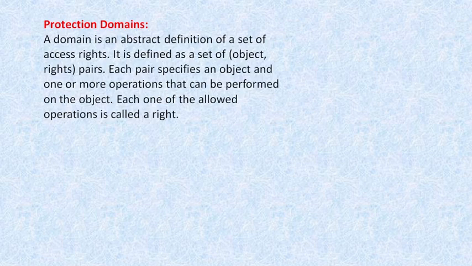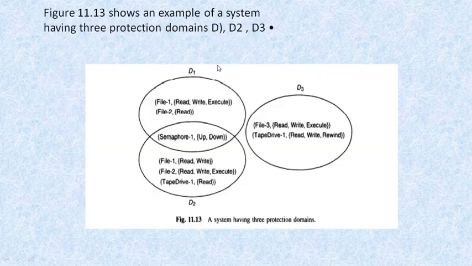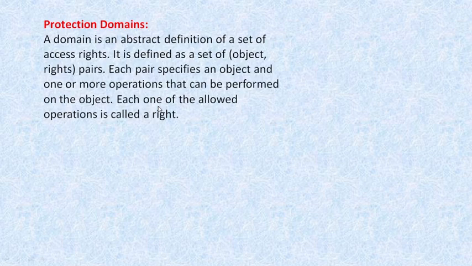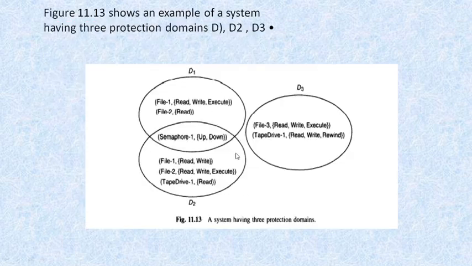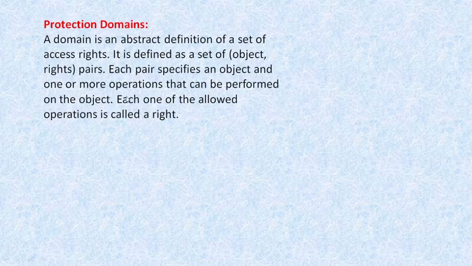So a domain is nothing but an abstract definition of a set of access rights. It defines a set of object pairs. A domain will specify object pairs, and each pair specifies an object and one or more operations that can be performed on that particular object. Each one of the allowed operations is called a right. A right means all those allowed operations on that particular object. So we maintain an object, rights pair.